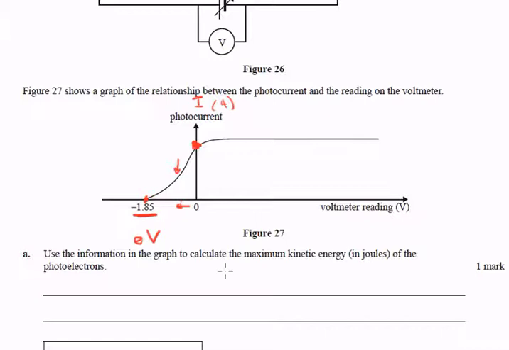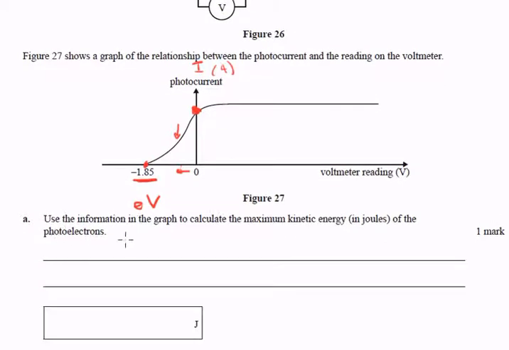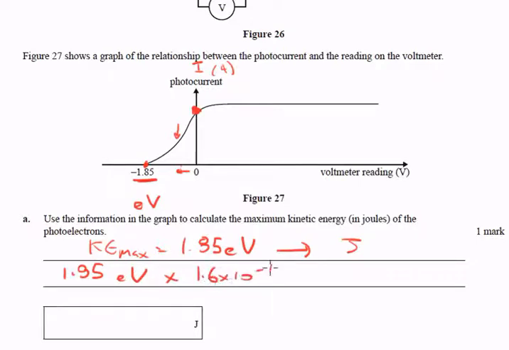Alright, use the information on the graph to calculate the maximum kinetic energy in joules of the photoelectrons. So the maximum kinetic energy they had is equal to 1.85 electron volts, and we just have to turn that into joules. To turn it into joules is 1.85 electron volts times 1.6 by 10 to the minus 19, which gives us 2.96 by 10 to the minus 19 joules.